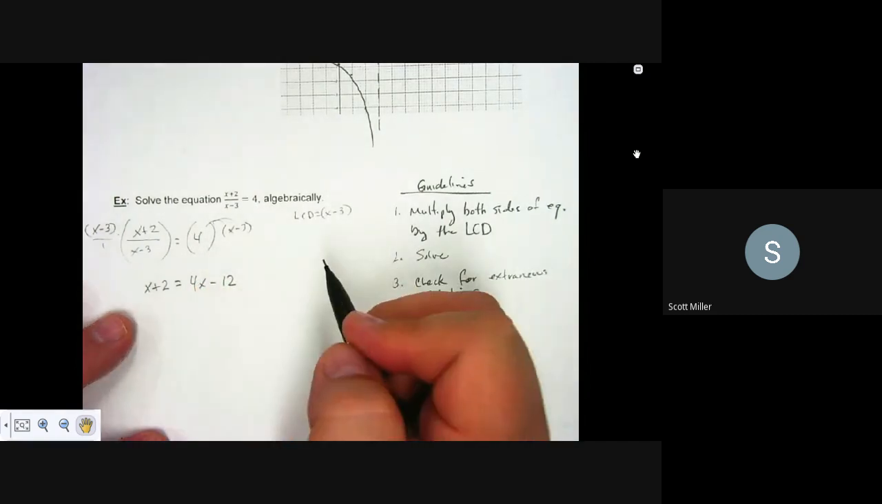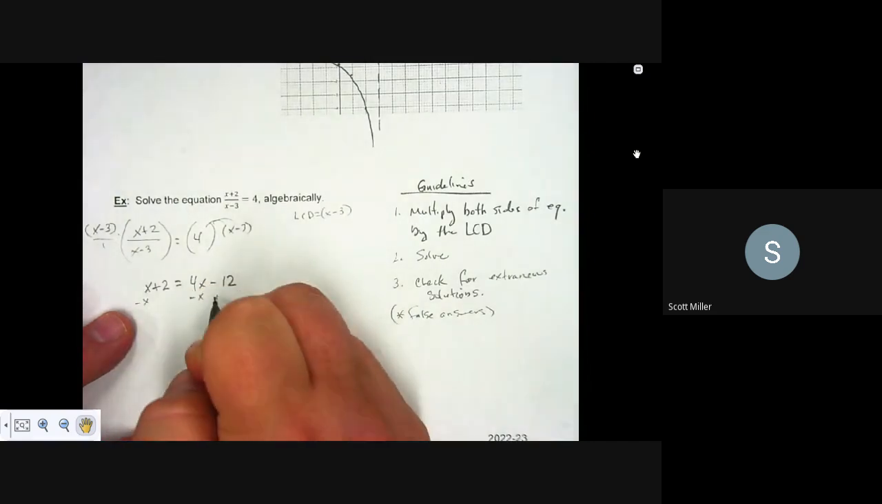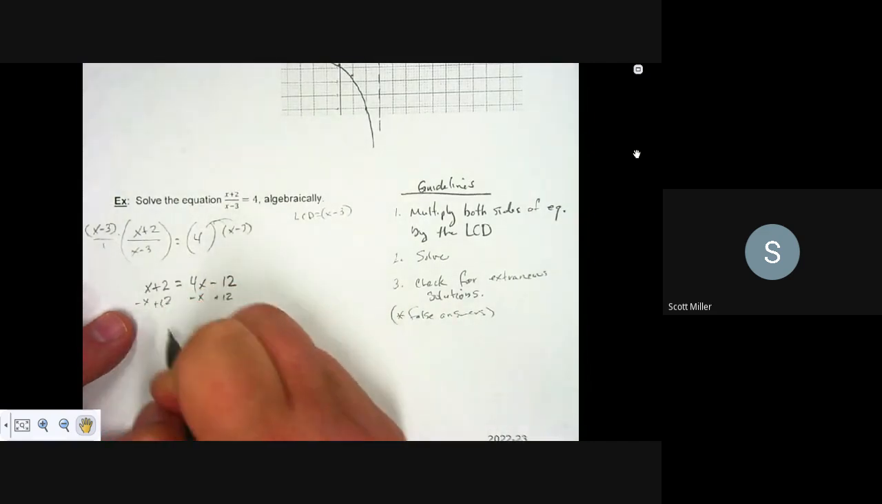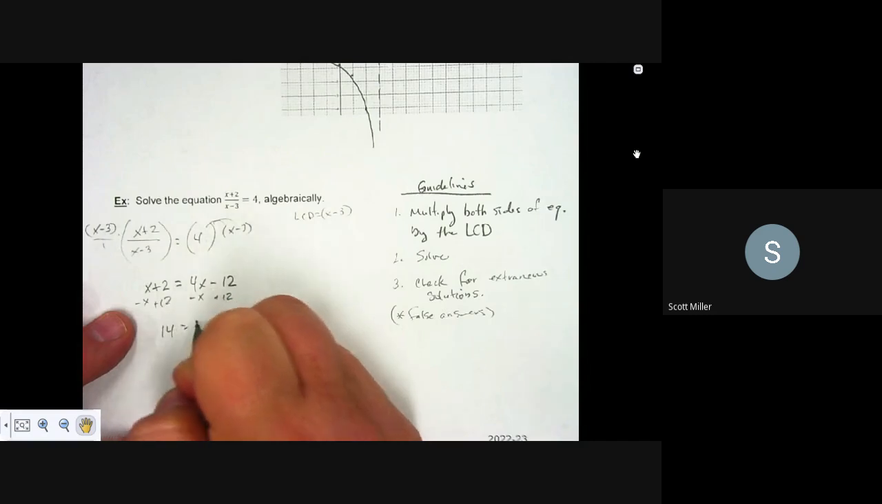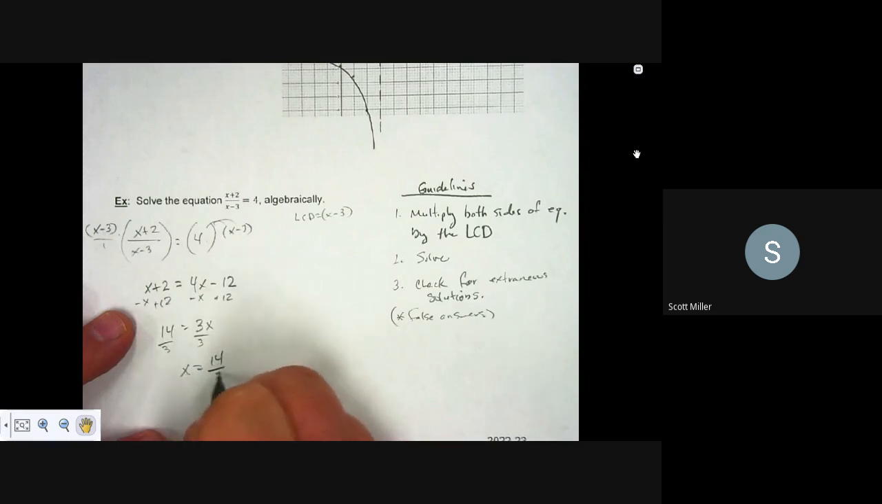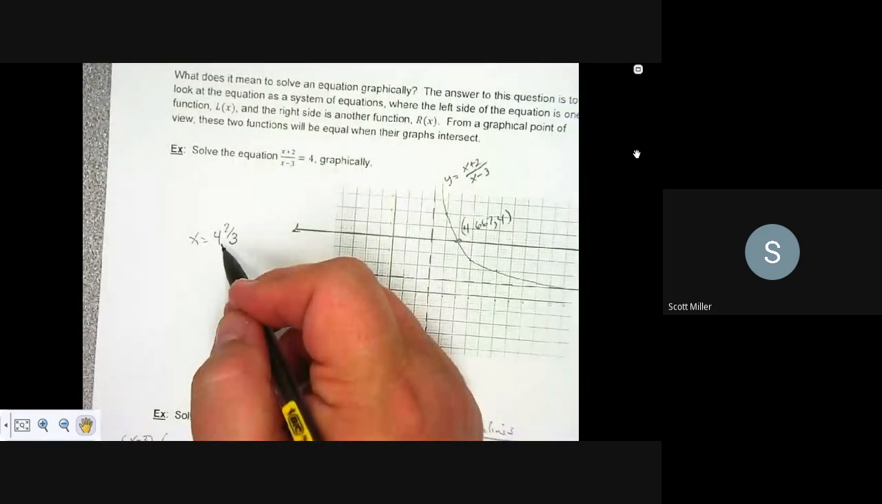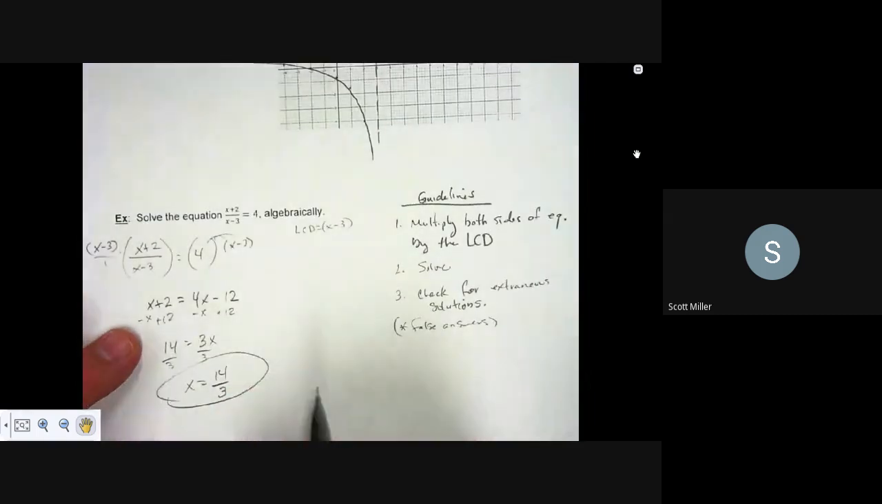So I'm going to solve this for x. Since it's linear, I'm going to subtract the x from both sides, and I'm going to add the 12 over here. And so over here, I get 14, and over here, I get 3x. Divide both sides by 3, and I get x equals 14 over 3, which is 4 2/3. So that is how I can get my answer.